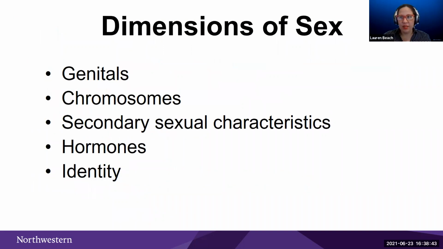In terms of sex, a lot of people think this is the one that is not multidimensional, but when you start to really think about it, there are lots of different components of sex, including genitals, chromosomes, secondary sexual characteristics, so breast development, voice tone and timbre, fat distribution, etc. Those would all count as secondary sexual characteristics. Then there is hormone status, meaning what hormones you have and at what levels in terms of the sex hormones and steroid hormones, as well as identity.